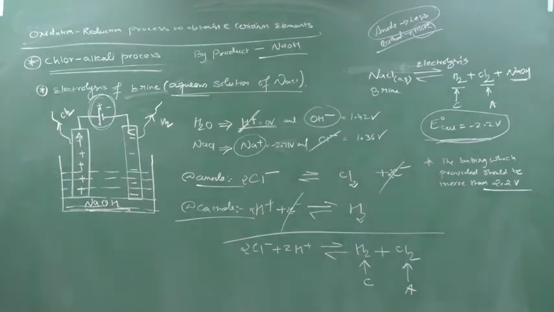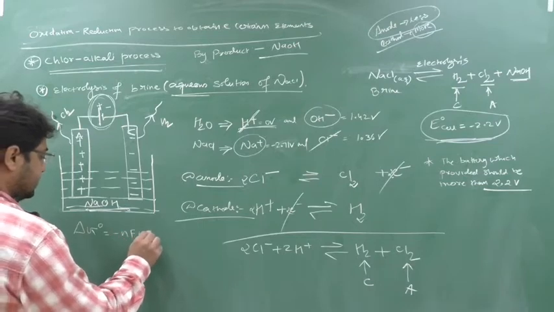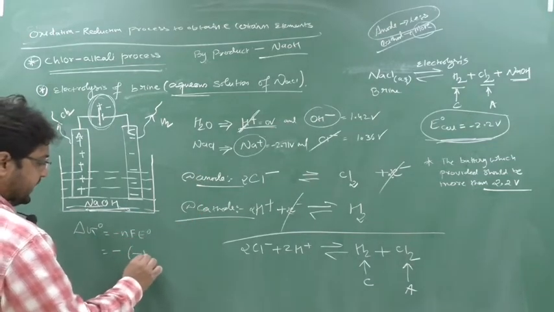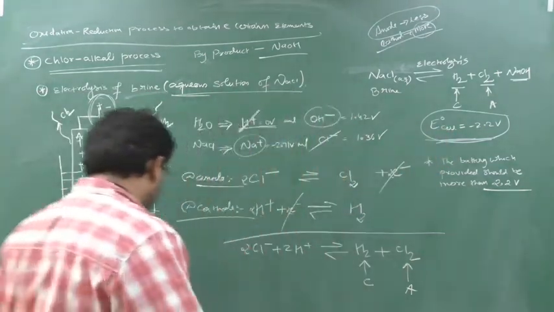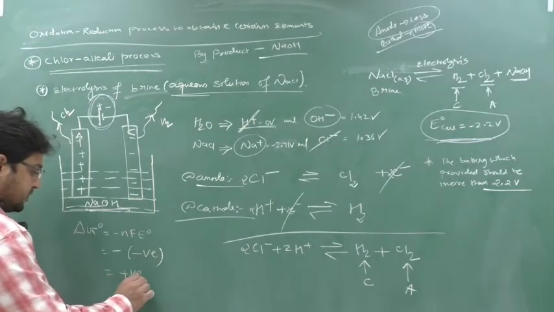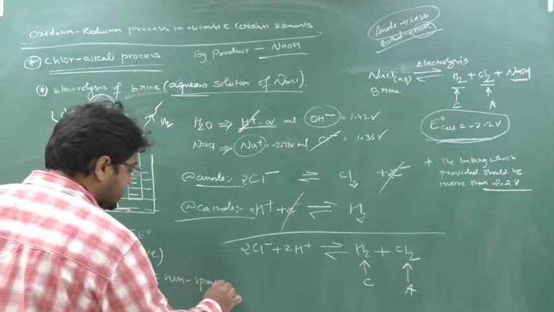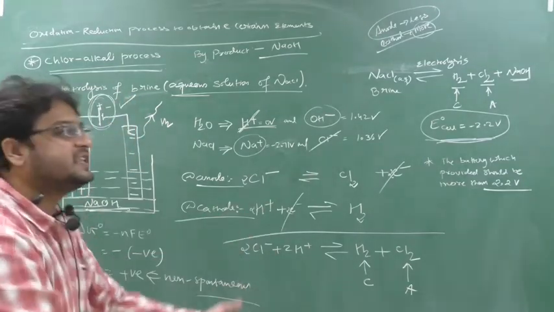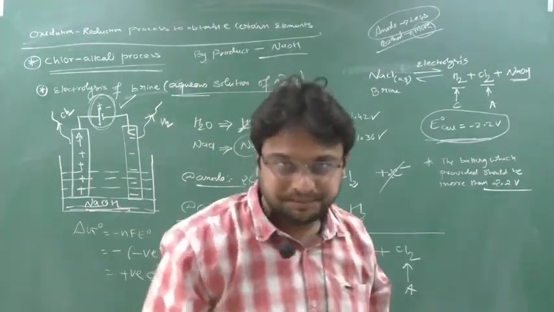We'll see this. If I calculate delta G equal to minus nF E0 cell, whatever may be the n, whatever may be the F, E0 cell is, beta, how much? A negative value. E0 cell calculated is a negative value. So final delta G will become positive. So this reaction is what? Non-spontaneous. When this reaction is non-spontaneous, it cannot occur on its own, which means I have to supply current. That's why I'm supplying the battery here. So that is an electrolytic cell.